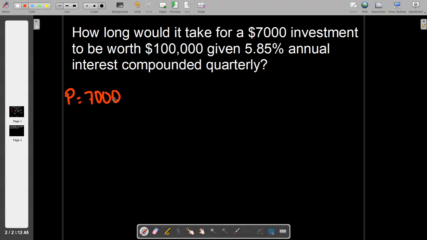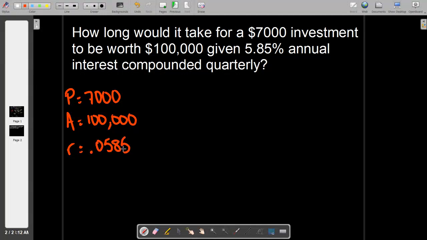What's the next thing we encounter? What's that going to take the place of? Good. That's A. That's my final amount after the end of the problem. So A is going to be 100,000. What's the next thing we encounter? 5.85%, which is the rate. And how do I write that down? 0.0... Good job. 0.0585.